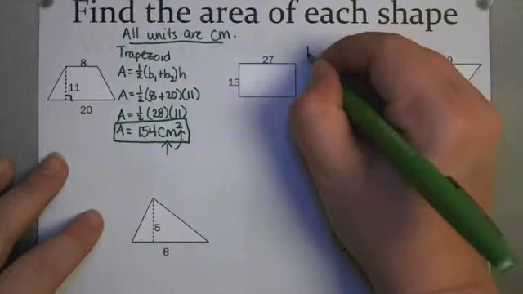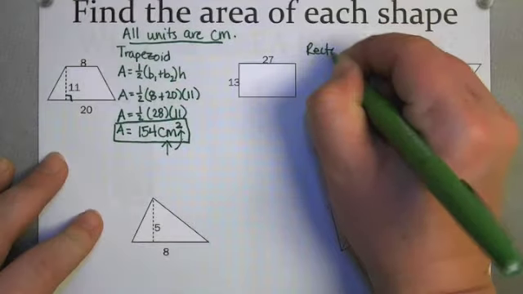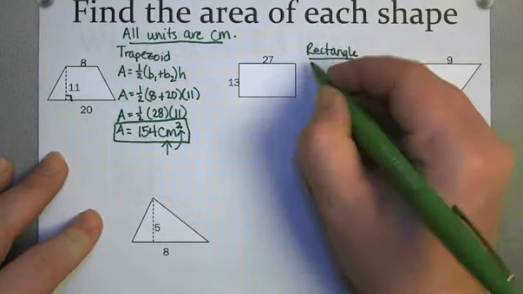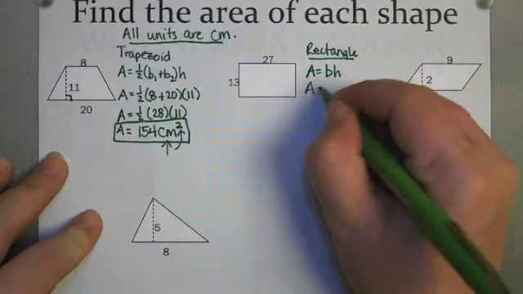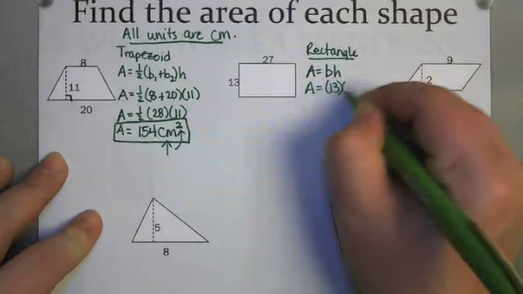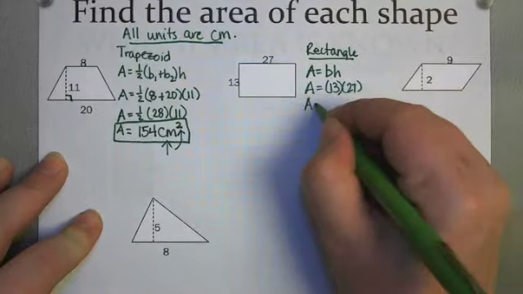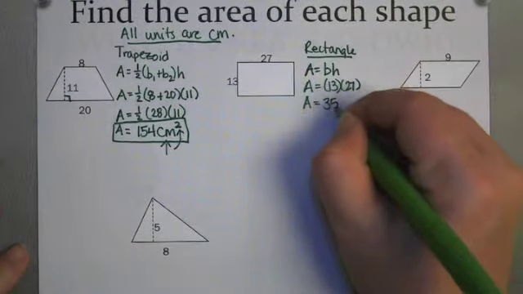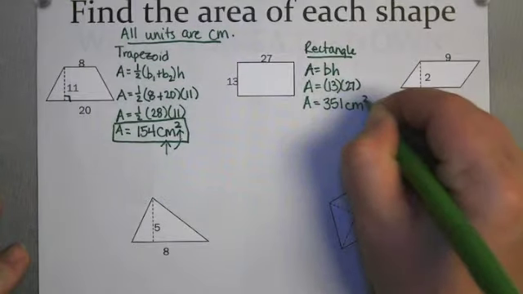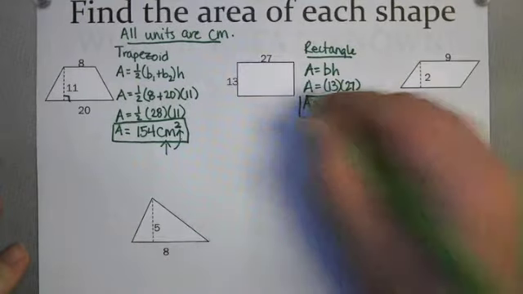Okay, next we'll look at this one, and this figure is a rectangle. So we use the formula for a rectangle. Area equals base times height. So plug in what you know. We know 13 and 27. It doesn't matter which order you put that in, remember, because multiplication is commutative. So go ahead and work that out. When you punch that in, you get 351. Again, it's centimeters squared.